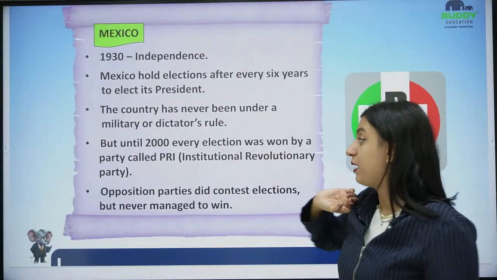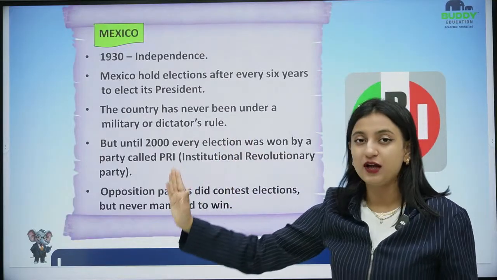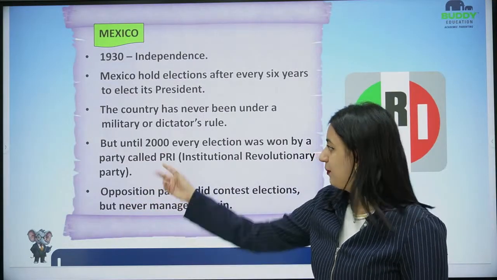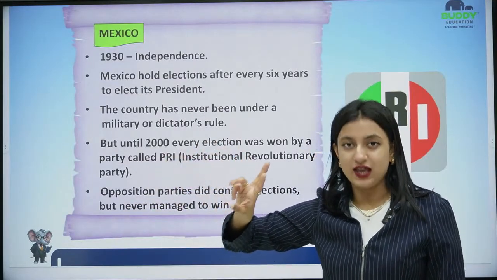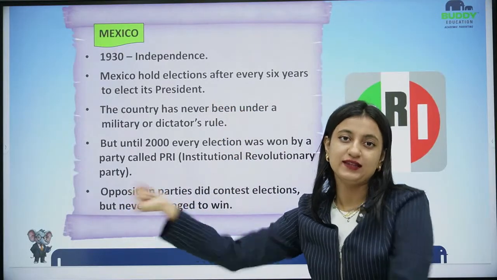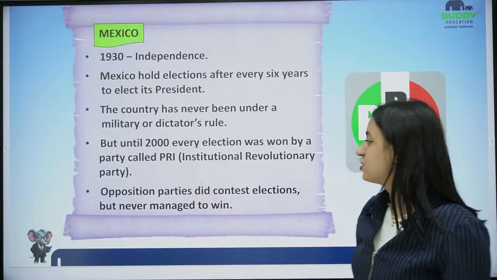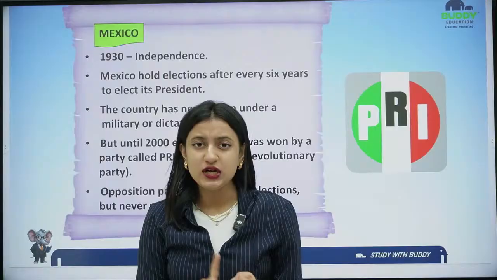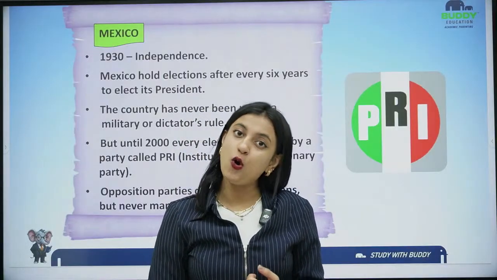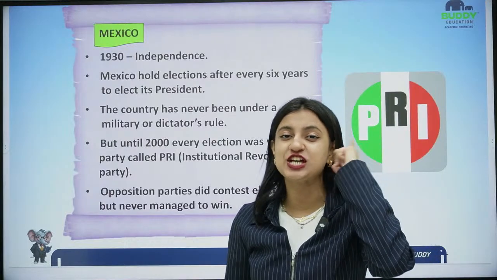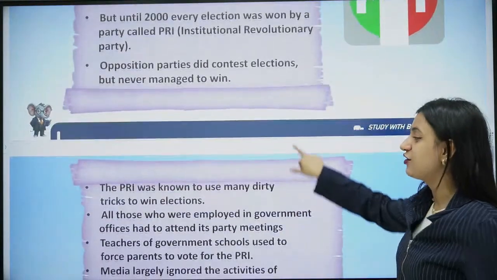And what is the name of that party? Institutional Revolutionary Party. You must be looking at this and saying, ma'am, it starts with PRI, but it's opposite. Why? Because maybe in Spanish, it starts the opposite way, that is why. Okay? So PRI is the Institutional Revolutionary Party, no military, no dictatorship, no monarchy, but always one party is winning. How is that possible? Something is definitely fishy and wrong. Now let's see what is fishy and wrong here.